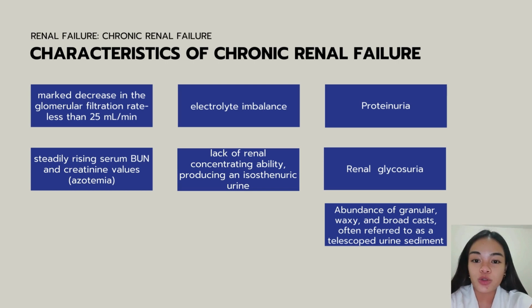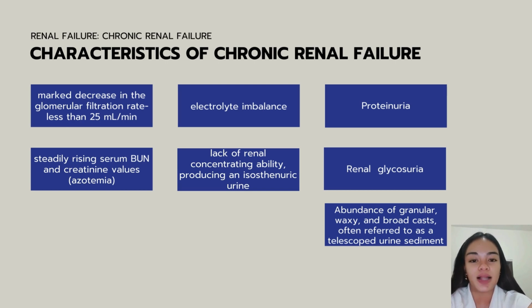It is important to note that our glomerulus is the one that filters plasma to become urine. This serves as a non-selective filter of plasma substances having a molecular weight of less than 70,000. Thus, a decrease in the GFR will result in the inability of the glomerulus to filter effectively what it needs to filter. Second is the steadily rising serum BUN and creatinine values, or azotemia. Like in acute renal failure, azotemia may also happen in chronic renal failure.